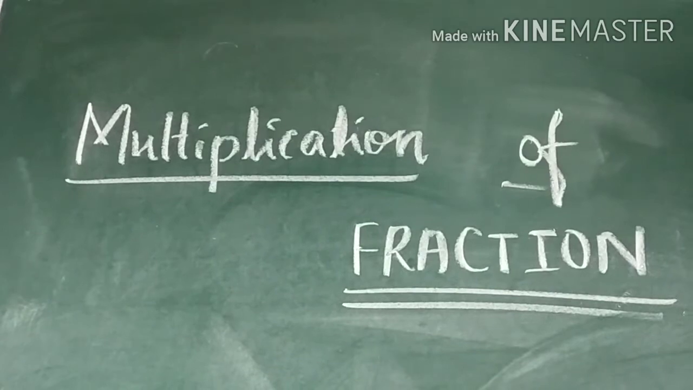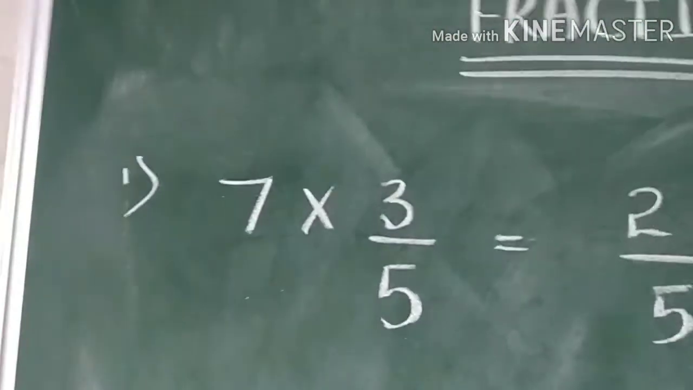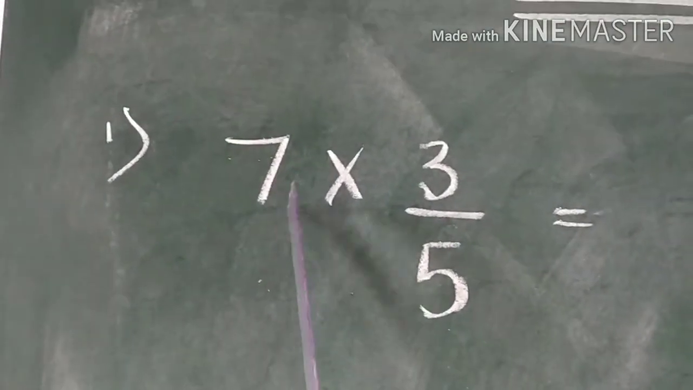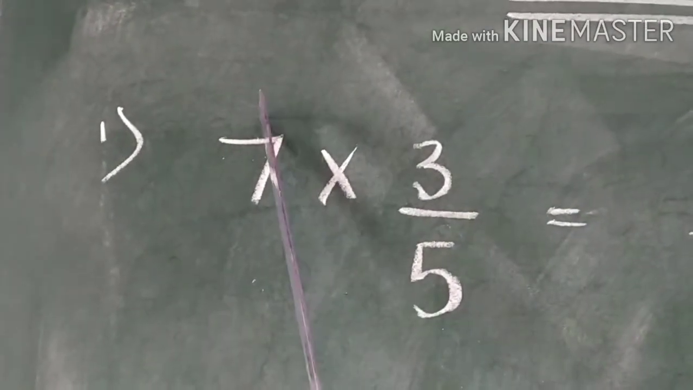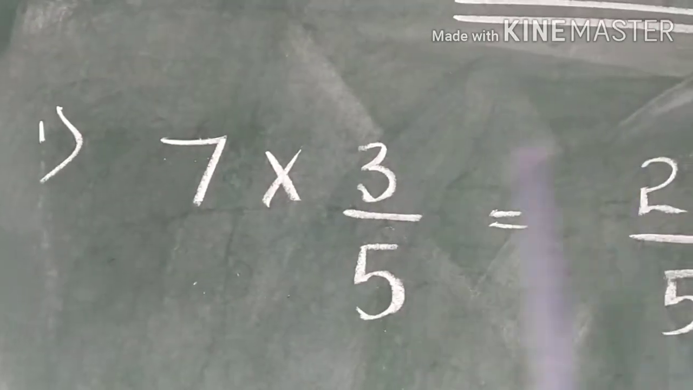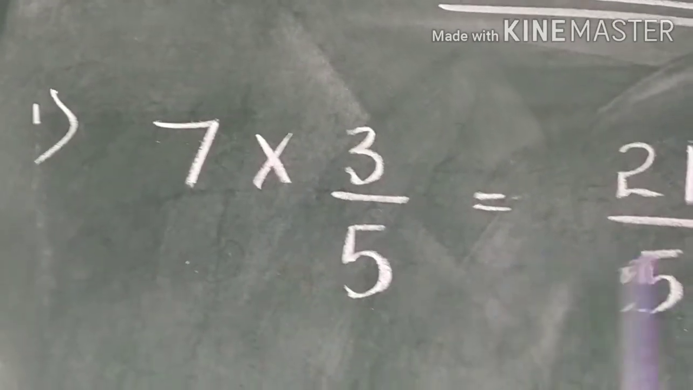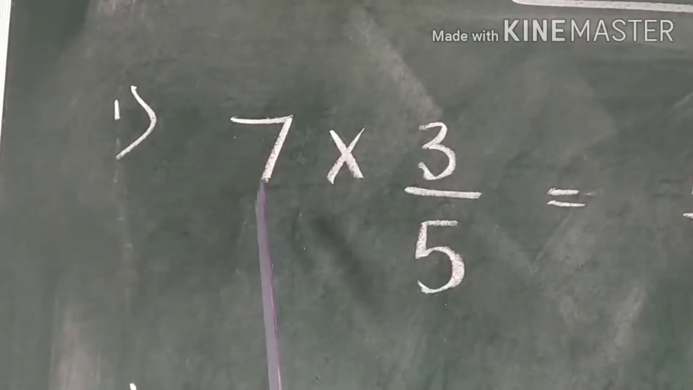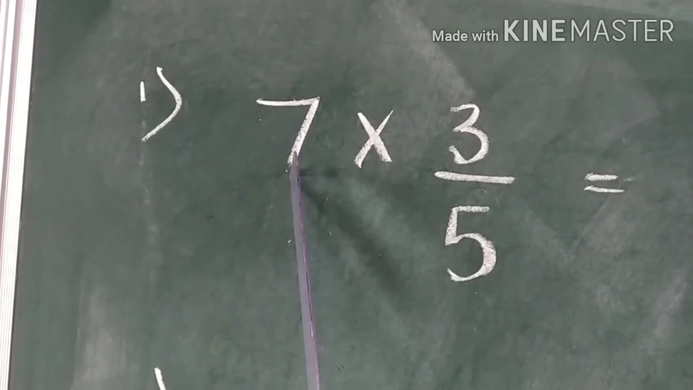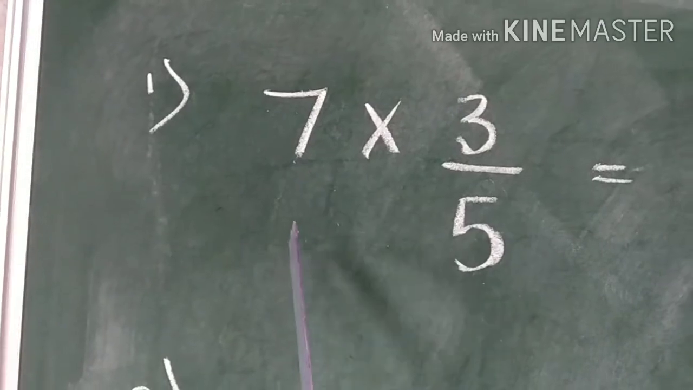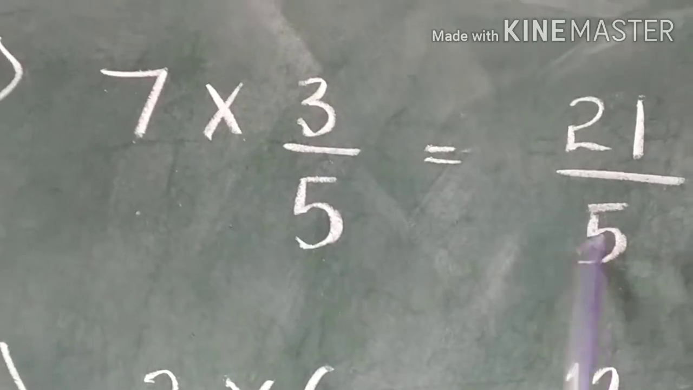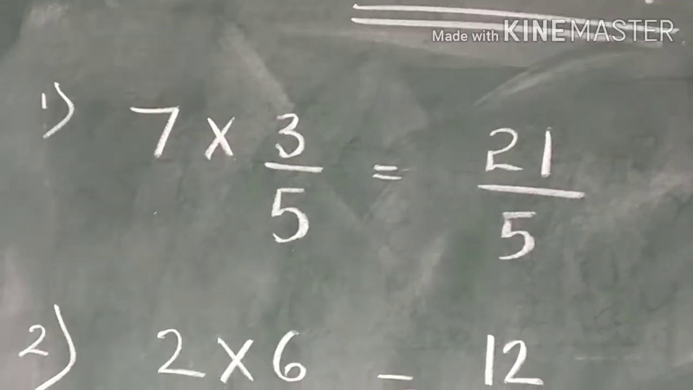We take some fractions to multiply. See, first example, 7 into 3 by 5. It is a whole number. When we have a whole number, we just multiply it by the numerator. 7 into 3 is 21. Keep this 5 as it is, because in the denominator part here it is 1. When it is a whole number, it has 1 in the denominator. So 7 into 3 is 21, 5 into 1 is 5. So the answer is 21 by 5.